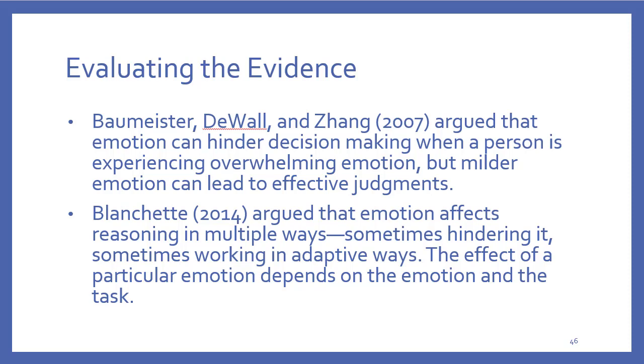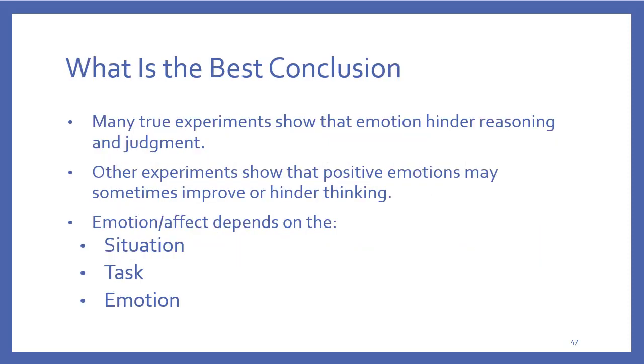So we've looked at 6 or 8 studies now. What is the best conclusion for this example? Well, we found that some of the true experiments have shown that emotions do hinder reasoning and judgment, and that some experiments show that positive emotions may sometimes improve or hinder thinking, which doesn't really help us because we need to know something definitively, right? But what this boils down to, based on these several studies, is that the trend is that the situation, the task, and the emotion all need to be considered when we are estimating whether or not somebody will have irrational thought. So really it comes down to the situation.